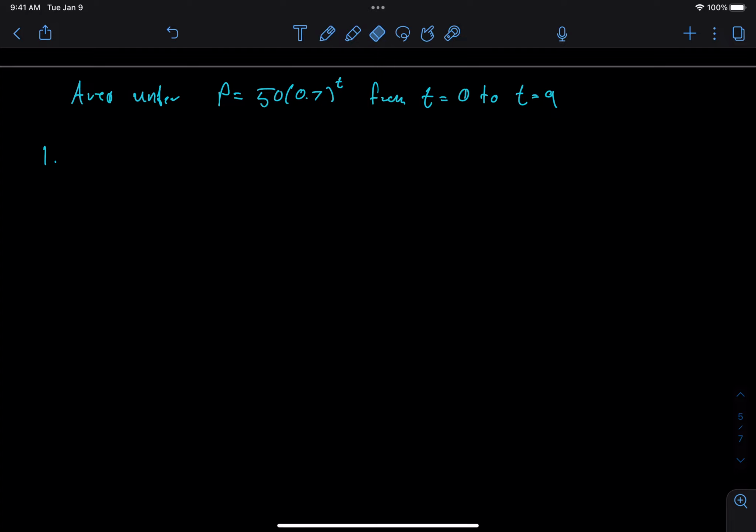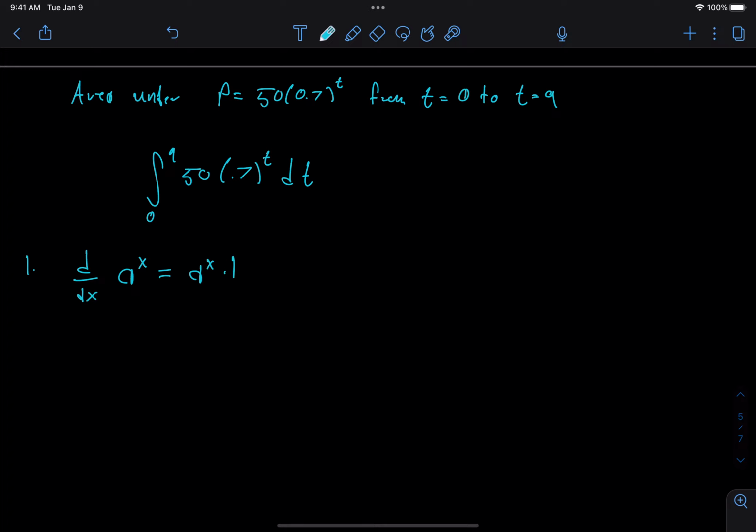Well, first of all, what we want to do here ultimately is the integral from 0 to 9 of the function 50 times 0.7 raised to the power t dt. And one method is to reverse engineer the fact that the derivative of a to the x is a to the x times ln of a. So just like the same situation with the e to the kx rule, when we want to do the indefinite integral of a to the x dx, we are going to get a to the x divided by ln of a, instead of multiplied, plus c.